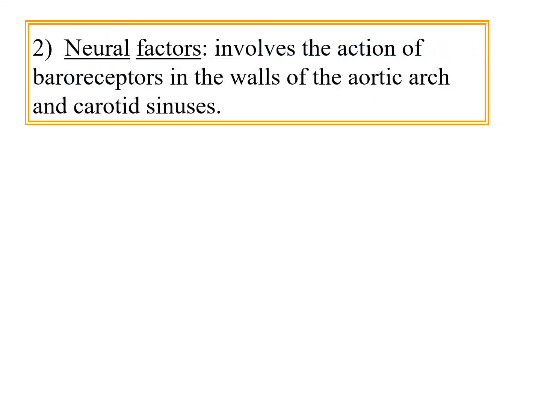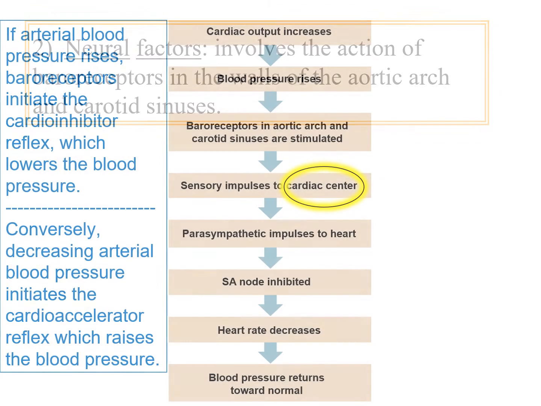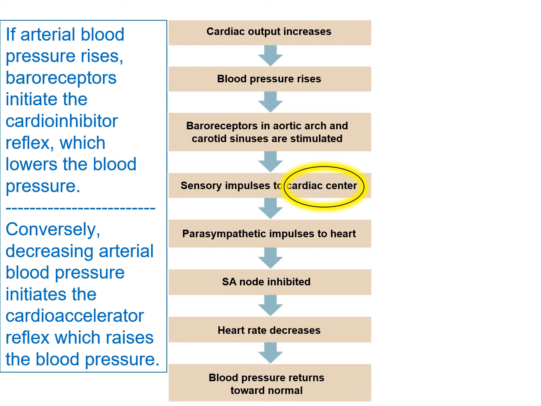A second factor is one we've already discussed, actually, and that revolves around neural factors. I'll have you go back and remember the stretch receptors that we just talked about a few moments ago, in both the aortic arch and in the carotid sinuses, that are monitoring arterial blood pressure. And again, this is the same stuff we just talked about.